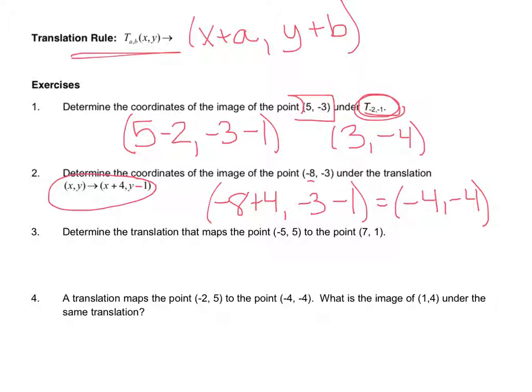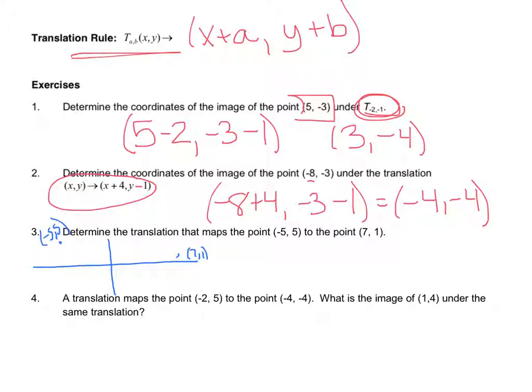All right, number 3 says determine the translation that maps the point -5, 5 to the point 7, 1. So instead of telling us the translation, it wants us to figure it out. So I'm just going to sketch it. So -5, 5 I'm going to say is about there. And the point 7, 1 I'm going to say is about there.